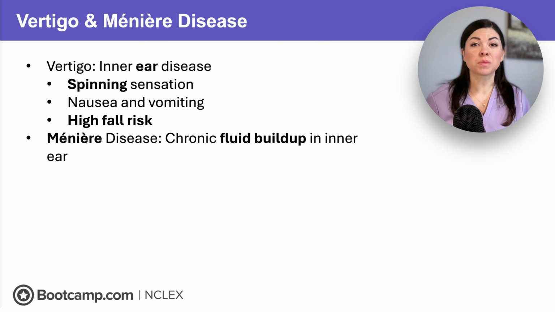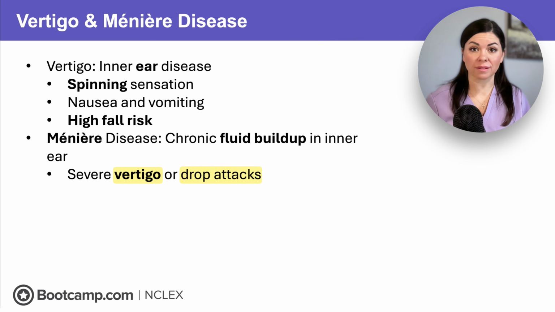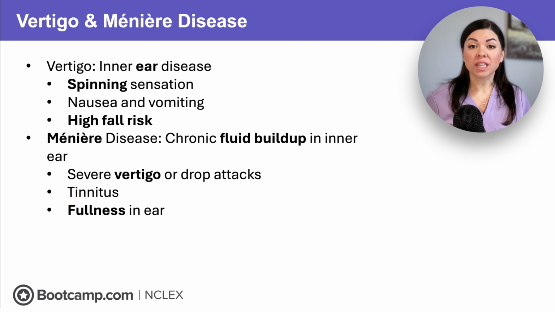Ménière disease is a specific type of vertigo caused by chronic fluid buildup in the inner ear. That excess fluid can trigger severe vertigo and even drop attacks, where clients suddenly fall down without warning. Other findings of this fluid buildup in the ears include tinnitus or ringing in the ears, a feeling of fullness in the ear, and over time, gradual hearing loss.